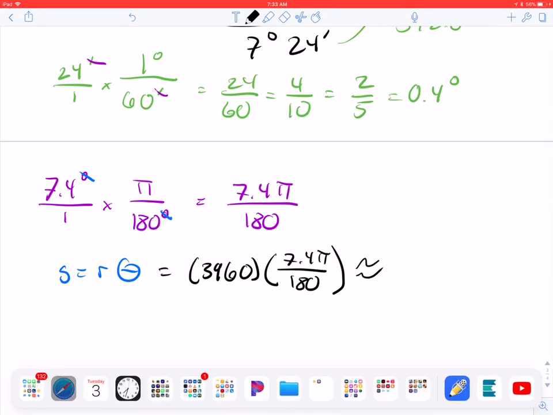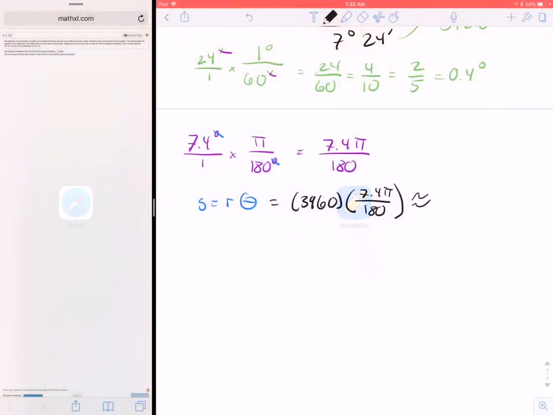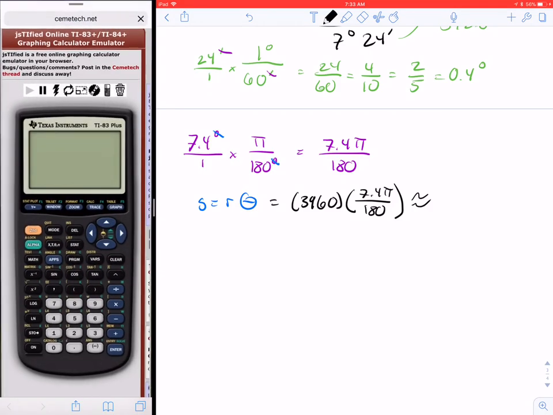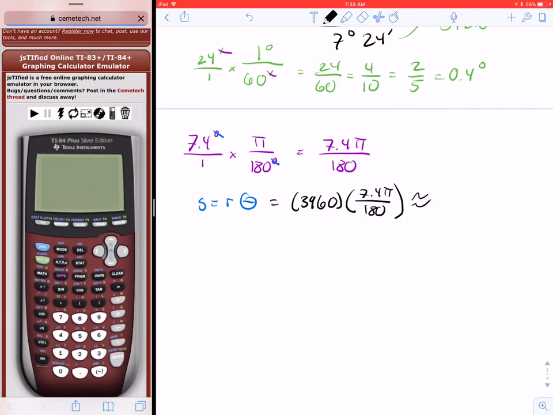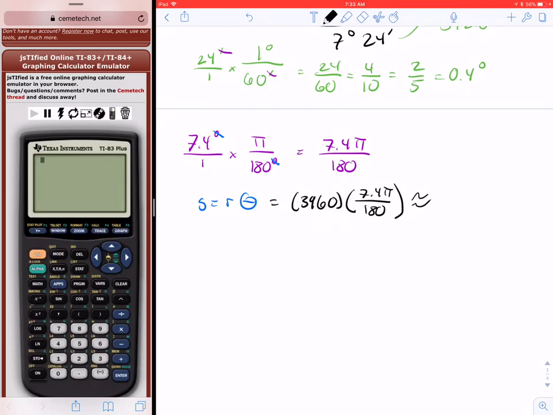Now let's break out our trusty, dusty, rusty calculator. Okay, so now we're going to say the 3960 times, matter of fact, I'm going to go back, like this. Then for the top, we can do 7.4 pi divided by 180. This should be fine. Okay, and we'll get the nearest mile is 511. It's approximately 511 miles.